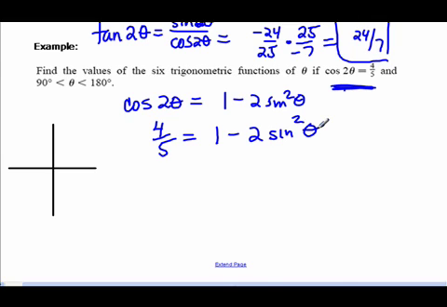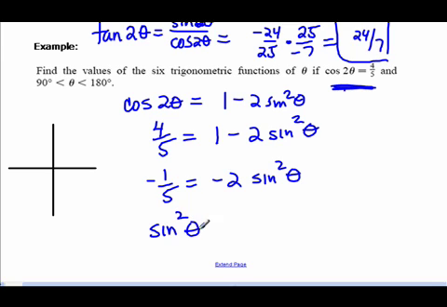So we can subtract 1 from both sides. Subtracting 5/5 from both sides gives us negative 1/5 equals negative 2 sine squared theta. Going to divide both sides by negative 2, which is the same as multiplying both sides by negative 1/2. So that's going to give us sine squared theta equals 1/10. And now we'll take the square root of both sides.